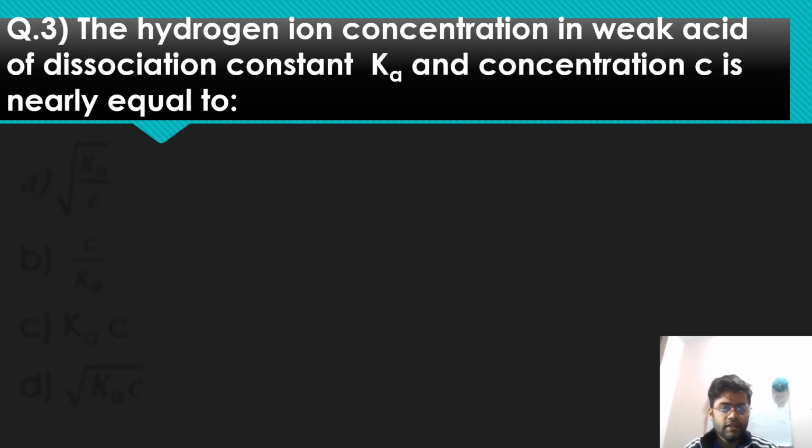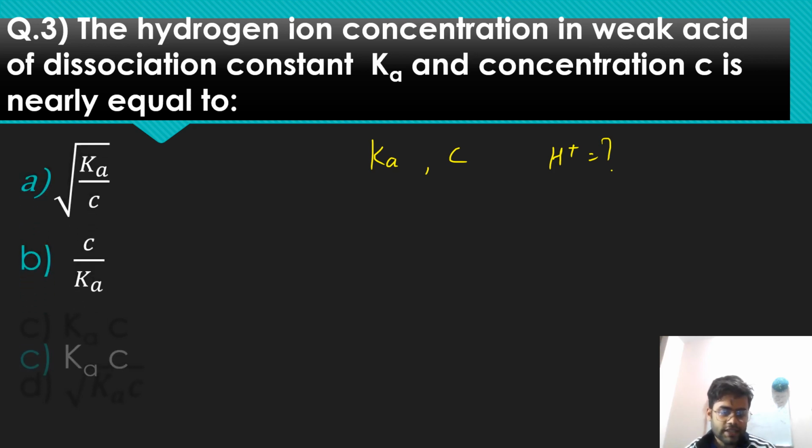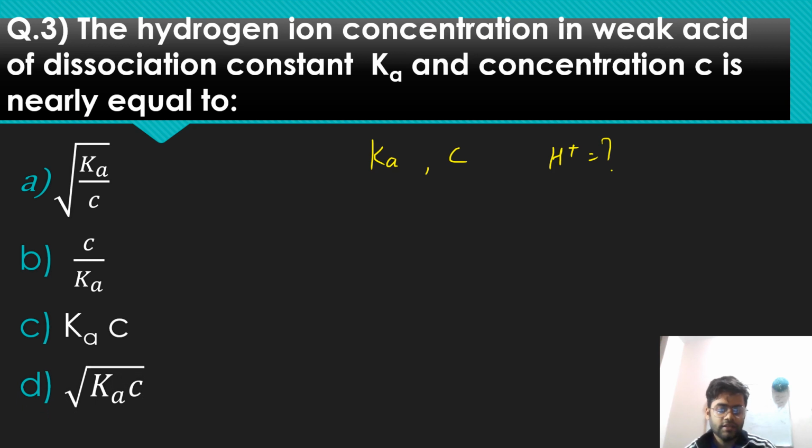Next question. The hydrogen ion concentration in a weak acid of dissociation constant K and concentration C: we have to calculate H plus equals to what? And here the options are A, B, C and D. So which one is the right answer? Let us suppose a weak acid CH3COOH, which acts as a weak electrolyte, dissociates into CH3COO minus plus H plus.